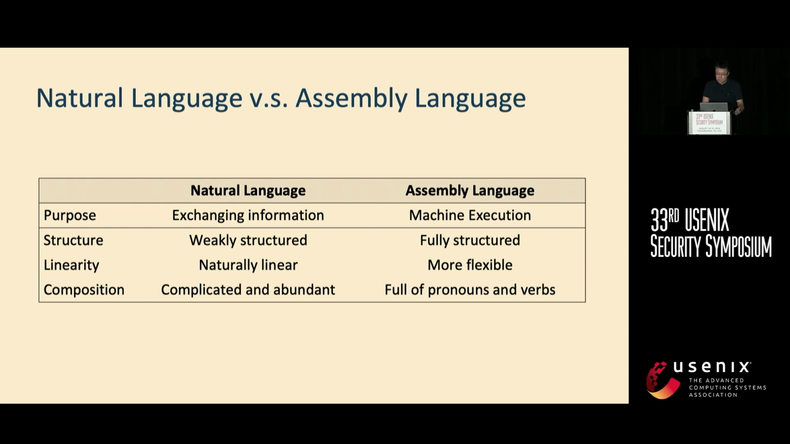Second, we found that natural language sentences are usually linear. However, reordering instructions or moving instructions between basic blocks is feasible, and such techniques are already deployed in optimization algorithms. Third, the composition of natural language sentences is complicated, while an assembly language instruction usually consists of only one verb and one or more pronouns. So these differences suggest that treating code as natural language may not be the best solution.